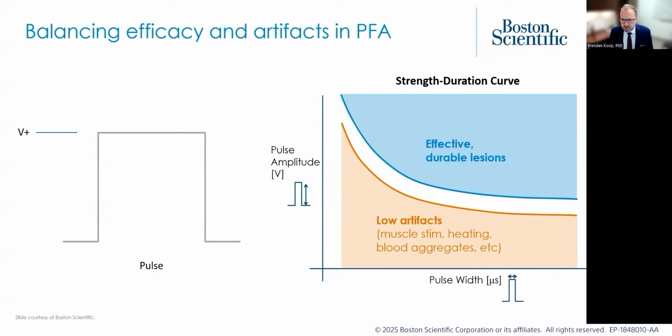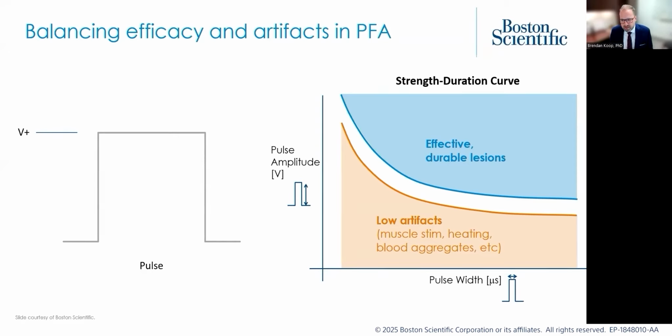One of the ways to boil down a lot of this complexity is to describe pulse field ablation with a classic strength duration curve, where the y-axis is the amplitude or strength of the pulses, and the x-axis is the duration of the energy that we're applying. We want to be in the upper right. We want safe, effective, durable lesions. But we also want low artifacts. We want both. We want low muscle stimulation, low heating, low blood cell aggregation. We want to prevent arcing.